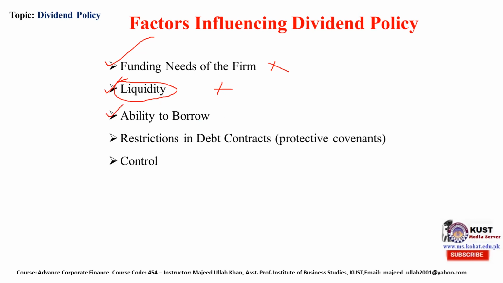Secondly, if the company consumes its borrowing capacity, the dividend will not be issued. If there is a restriction in a debt contract, protective covenants from the bank, again the company will not issue a dividend. Control of the firm means if the firm is controlled by other firms or a holding company, again dividend is hard to be seen in such type of company.